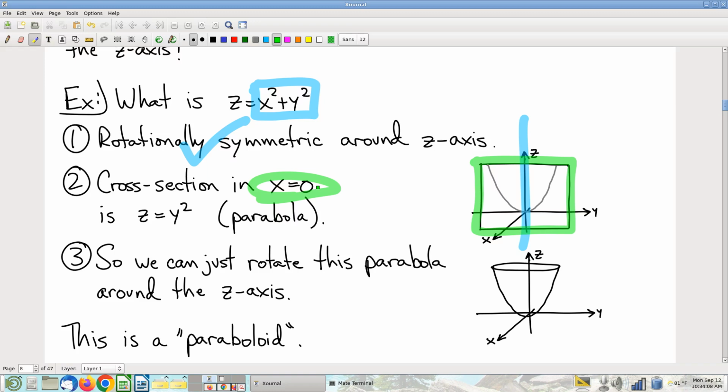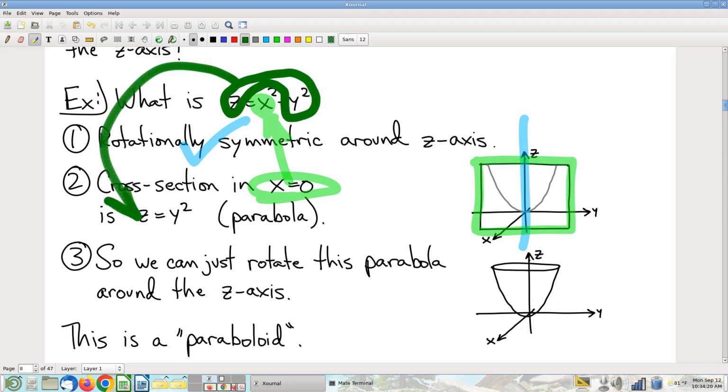Plug in x equals 0, and it becomes pretty easy to see what happens in the equation. The equation becomes just z equals y squared. And z equals y squared, that's an easy one. This is algebra 2, maybe algebra 1. Anyway, this is old algebra, and we, without any question, know what that looks like. That looks like this. That's a parabola.